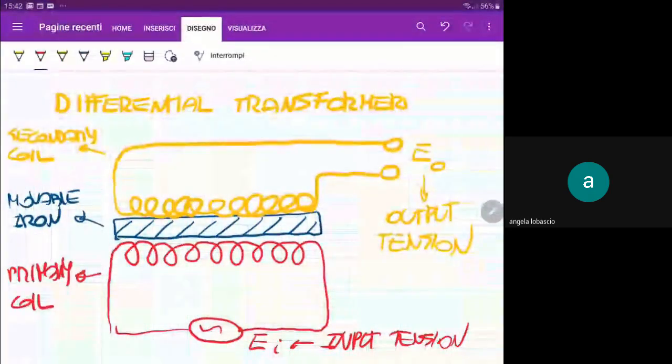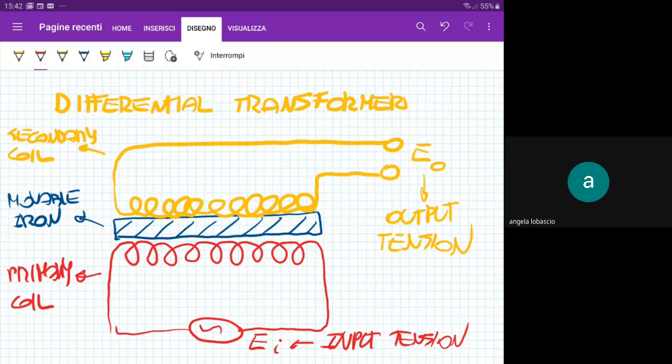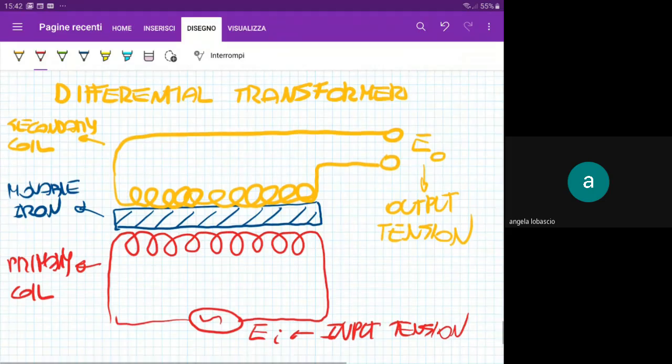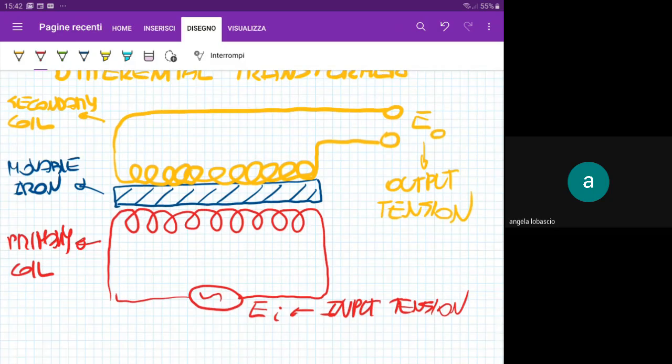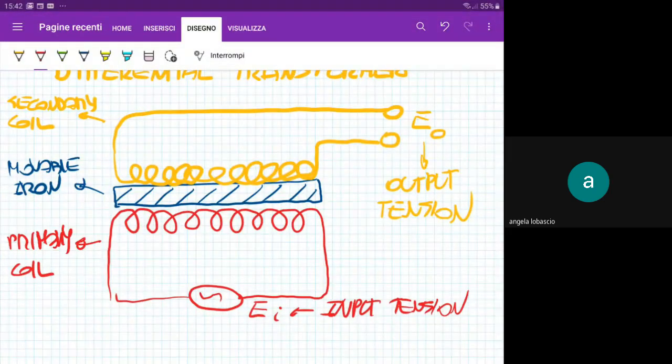Okay, that is the general layout of our differential transformer. It is composed of mainly three components: two coils and a movable core. This movable core is connected through a mechanical connection to the displacement that we would like to measure. So this movable iron core moves, in this picture, left to right according to the displacement that we would like to measure.